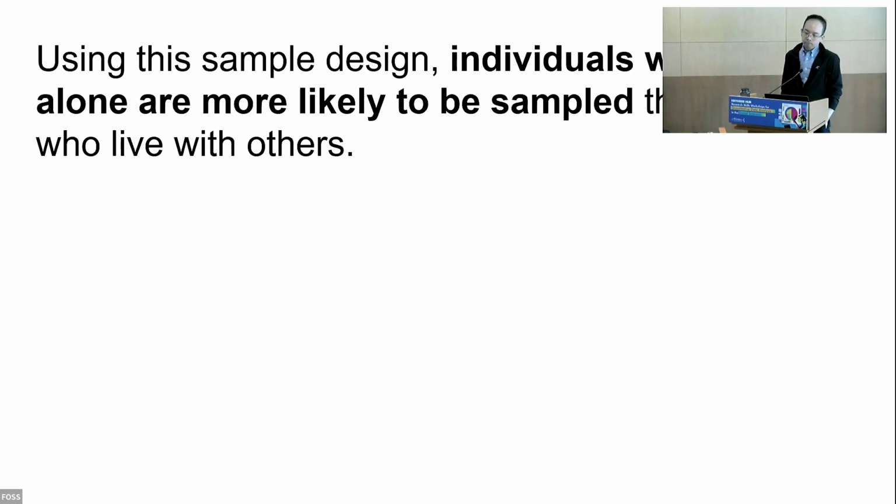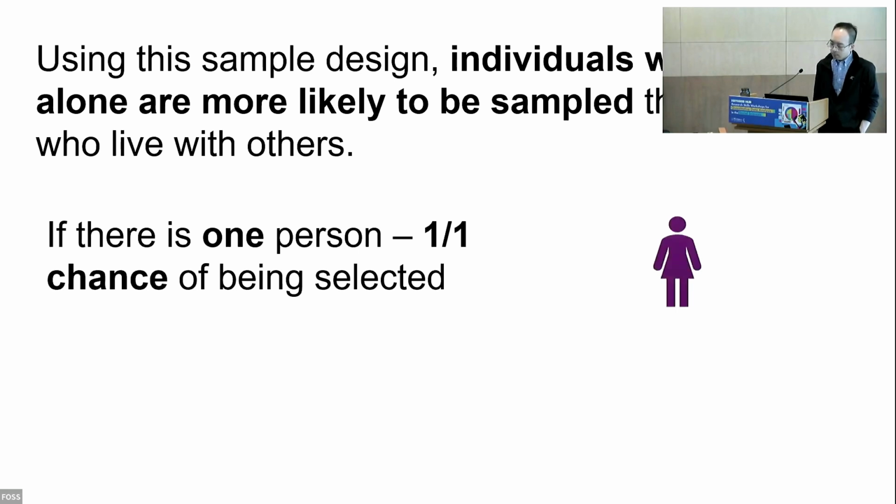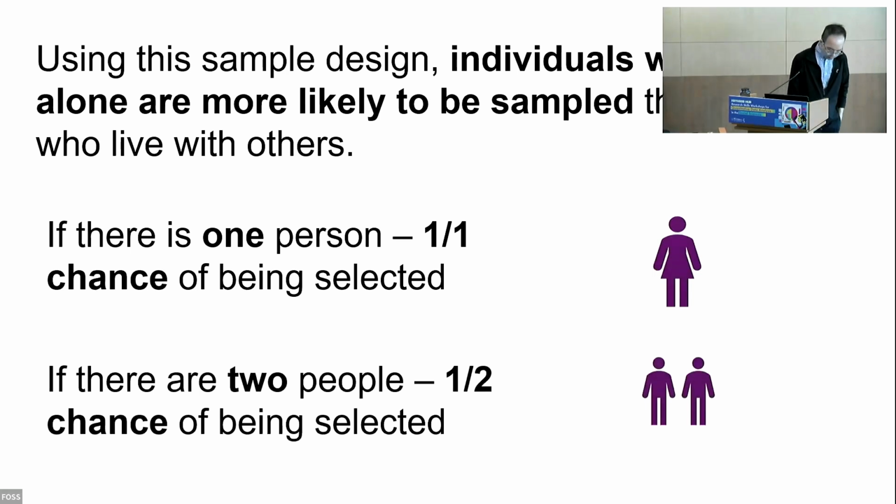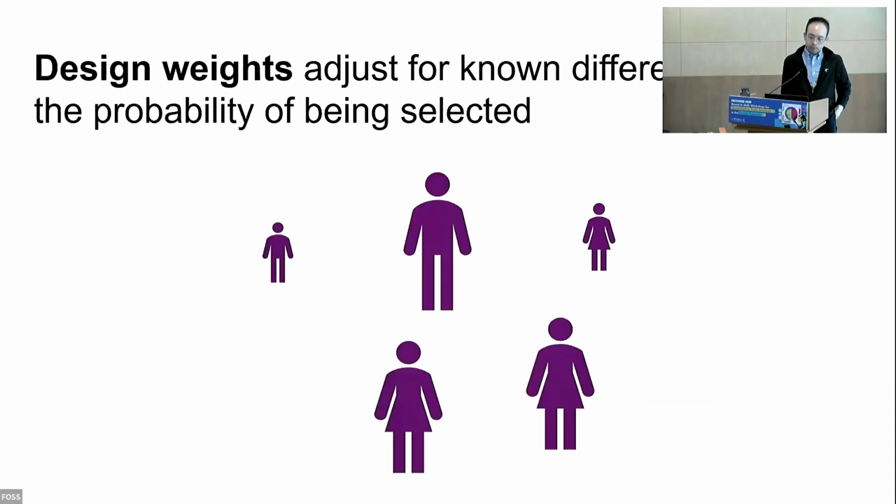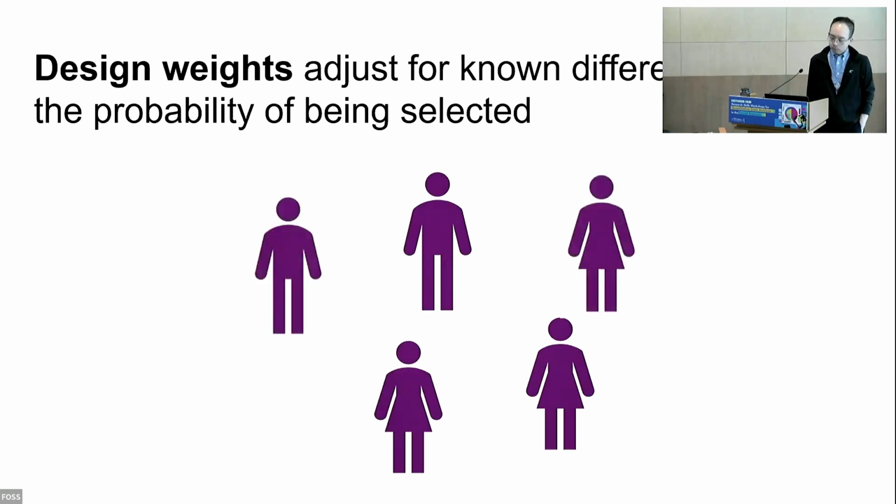Using this sample design, individuals who live alone are more likely to be sampled than those who live with others. For example, if there is one person in a household, they have a 1 in 1 chance of being selected. However, if there are 2 people in a household, they have a 1 in 2 chance of being selected. By using these known differences in the probabilities of being selected, we can calculate design weights to adjust the sample to make it better represent the population.